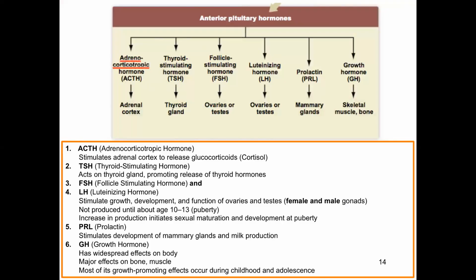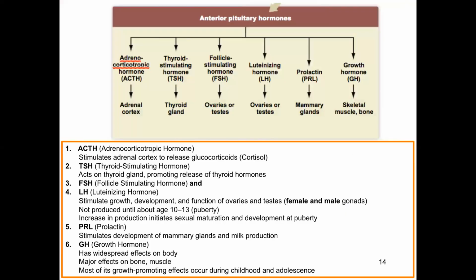FSH is follicle stimulating hormone. We'll talk about that later when we do reproductive. LH, luteinizing hormone, we'll also talk about later when we do reproductive. But what should you know now? It has an effect on the reproductive system, the development and functions of the ovaries and testes. We're not really thinking about it until past age 10 to 13, puberty, although puberty does set in much, much earlier now for girls. Some girls at 8 have already hit puberty.